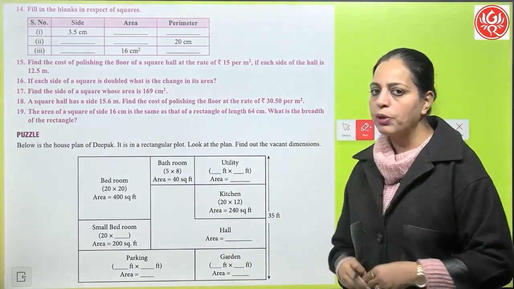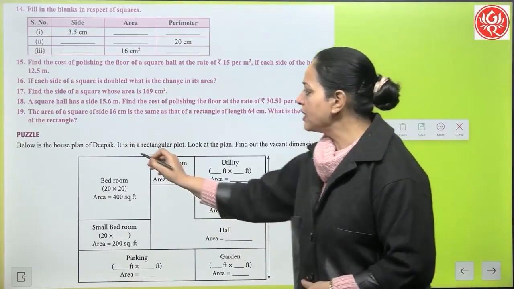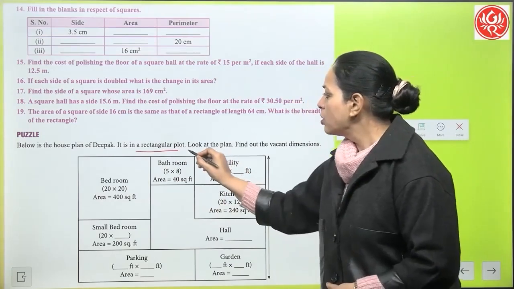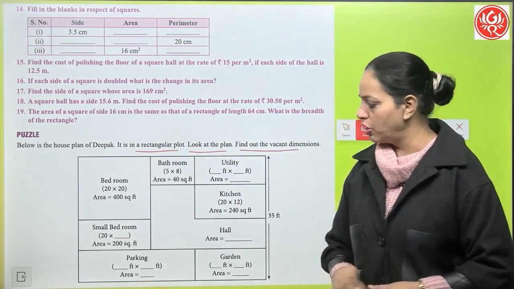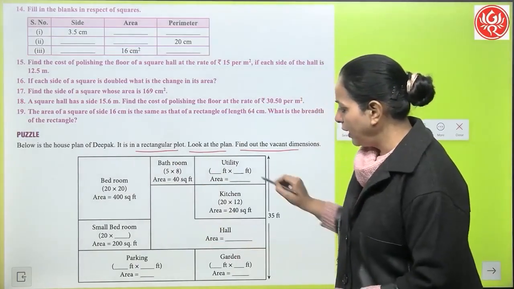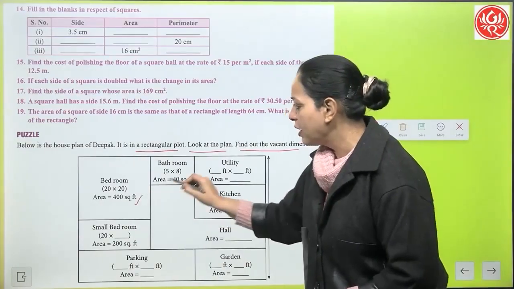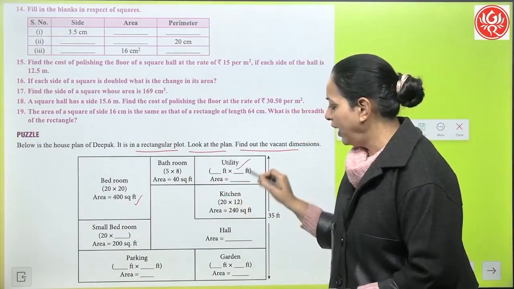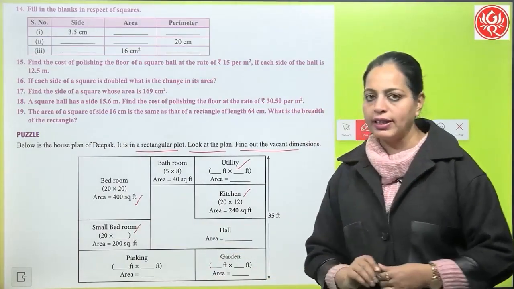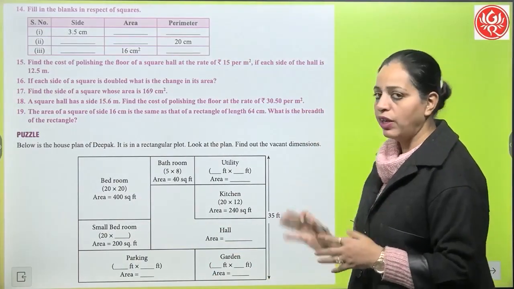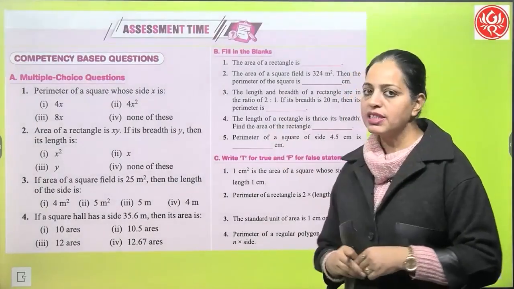Now we are coming to the puzzle. Below is the house plan of Deepak. It is in a rectangular plot. So look at the plan, find out the vacant dimension. So here one plot is given, like here bedroom size, bathroom size, utility area, kitchen area, small bedroom. So like this. So you can try this one. This is very interesting. So the next is assessment time.